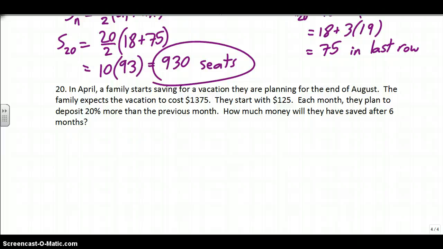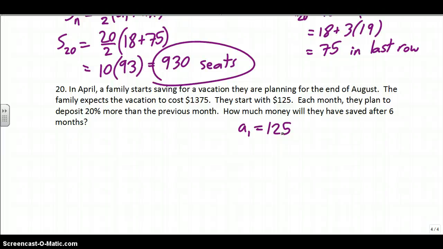Number 20. In April, a family starts saving for a vacation they're planning for the end of August. The family expects the vacation to cost $1,375. They start with $125, okay? Well, already I know $125 is the first term. Each month, they're going to deposit 20% more than the previous month. How much money will they have saved after 6 months?